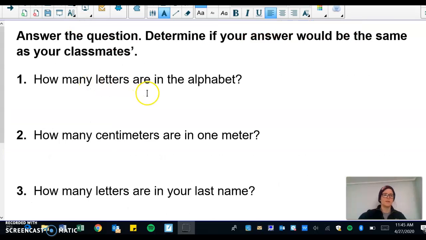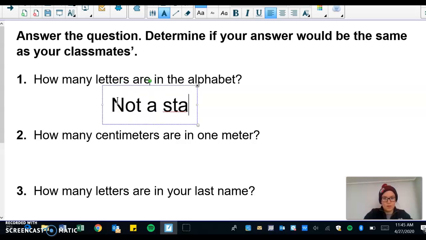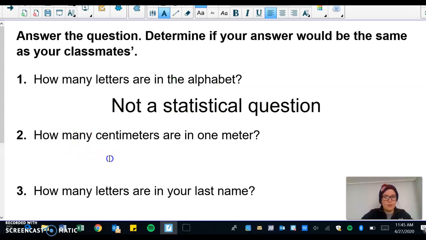So these questions I have: how many letters are in the alphabet? Every single one of us should get the answer 26. So since there's one answer for this specific question, it's not a statistical question. How many centimeters are in 1 meter? It's 100. So since there's that one answer, that's not a statistical question.